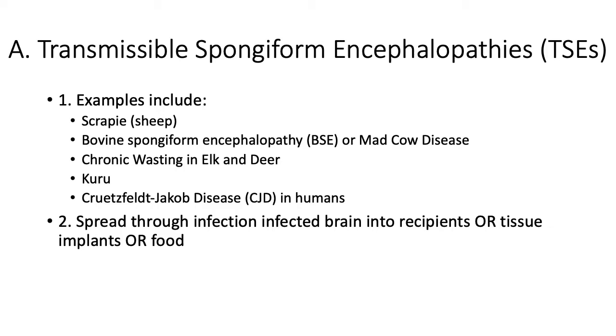So some examples, and some of these will sound familiar to you, of TSEs: scrapie, which occurs in sheep; bovine spongiform encephalopathy, BSE, or mad cow disease; chronic wasting disease in elk and deer; kuru; and my personal favorite, just because it's in an X-Files episode, Creutzfeldt-Jakob disease. Now, kuru is common in New Guinea, and the reason for that is there's a religion in New Guinea that practices cannibalism. So if a person is infected with TSE and they die, well, the people ate the body, and thus that disease was passed on.